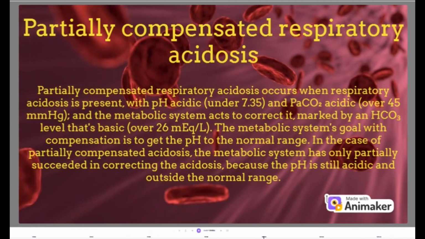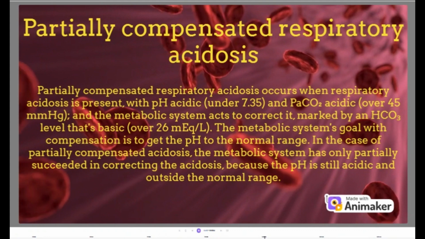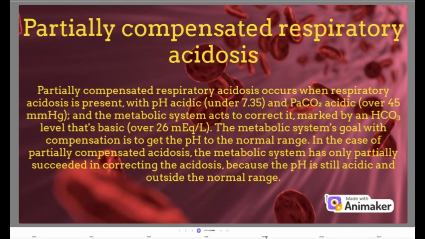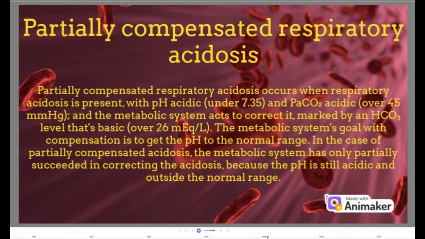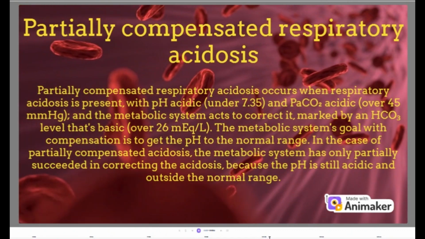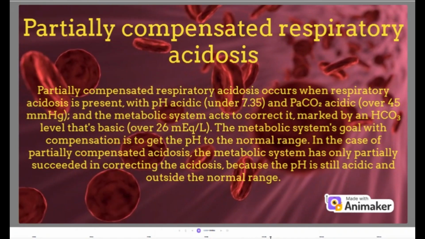The metabolic system's goal with compensation is to get the pH to the normal range. In the case of partially compensated acidosis, the metabolic system has only partially succeeded in correcting the acidosis, because the pH is still acidic and outside the normal range.